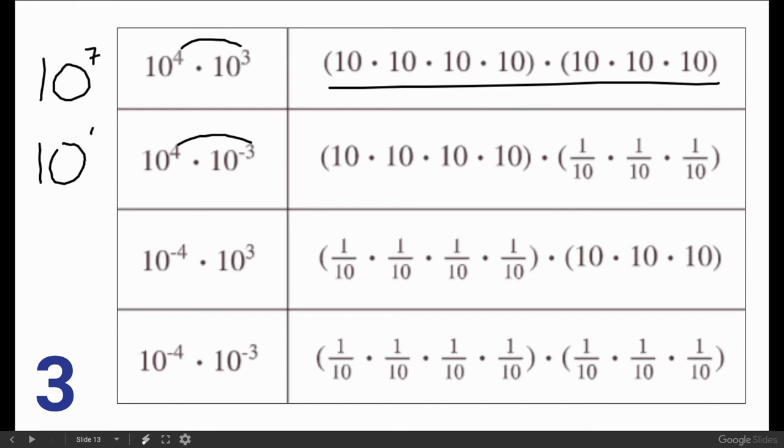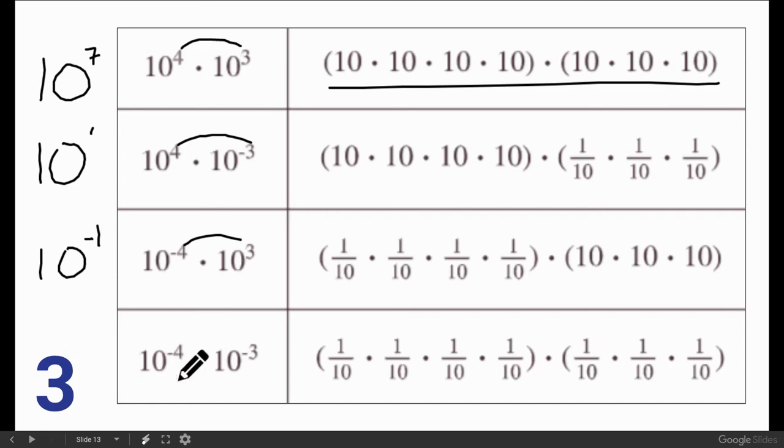Next up, 10 to the power of negative 4 times 10 to the power of 3. Same idea here. If you use expanded form, you could multiply across and then simplify, or just use our rule of adding these two. Negative 4 plus a positive 3 is negative 1, so that gives us our final exponent of 10 to the power of negative 1.